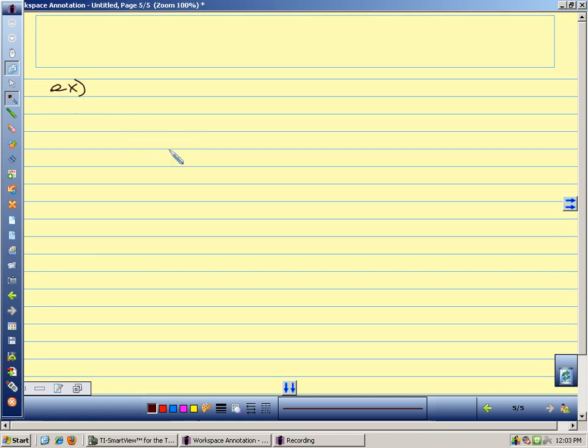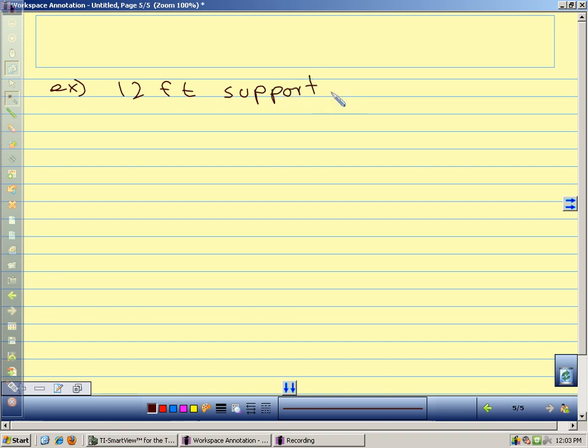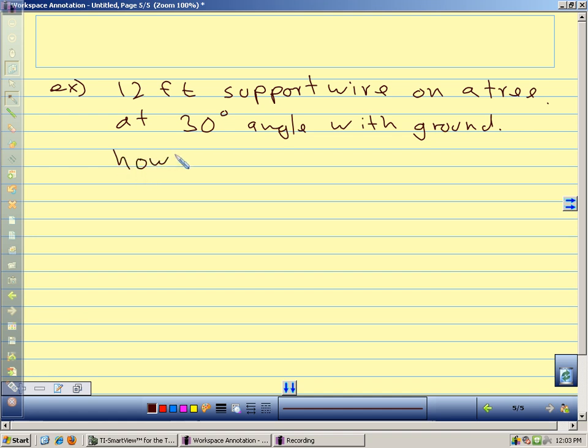So our first example, we want to put a 12-foot support wire on a tree. It makes a 30-degree angle with the ground. What we need to know is how high up the tree we need to attach it, and how far from the base.